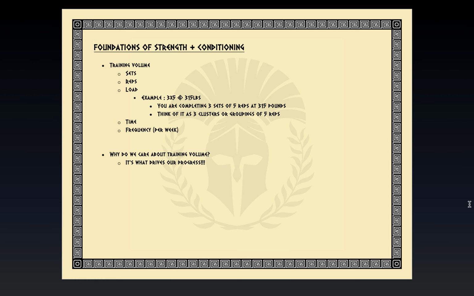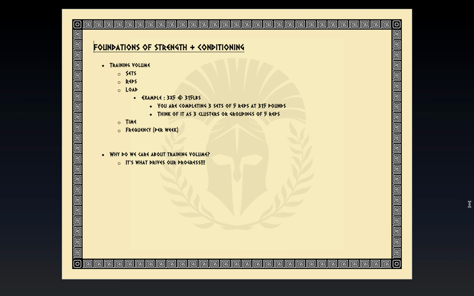Training volume is essentially, just as it sounds, the volume of work that you're getting in. So while you're training, you have these things that you're going to track that's going to help you get a better idea of what type of progress you're making from a day-to-day, even a week, monthly basis. So let's kind of dissect this a little bit.